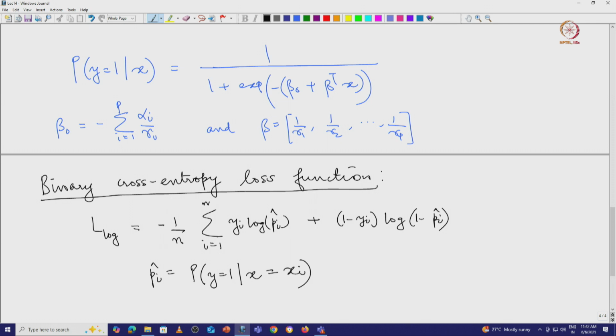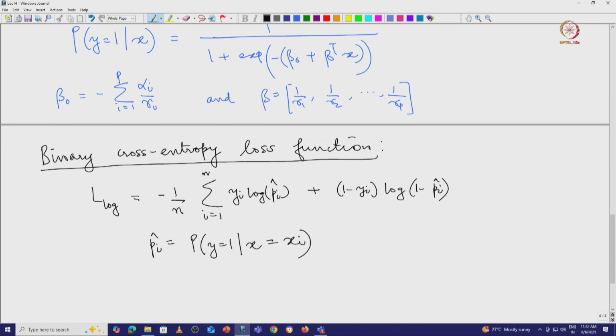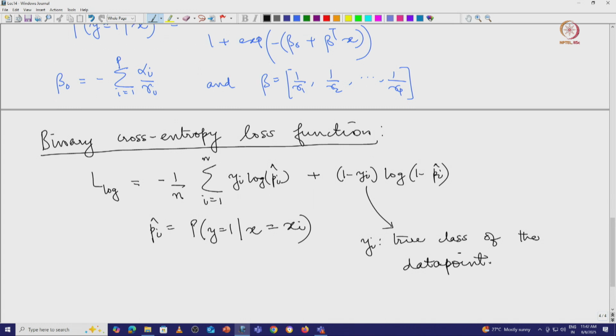Okay. So, let us see how this log loss function works. Yi is essentially the true class of the data point. And this loss function has to be minimized subject to the model parameters, which are basically beta naught and beta, and this function is typically minimized numerically.